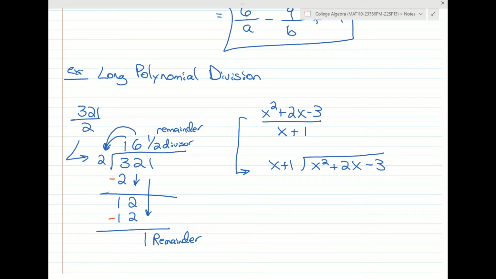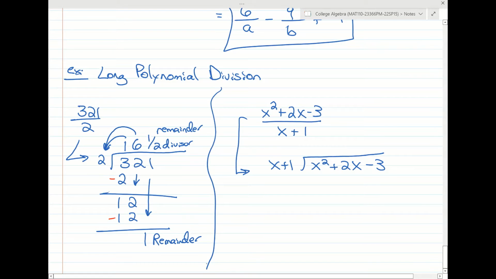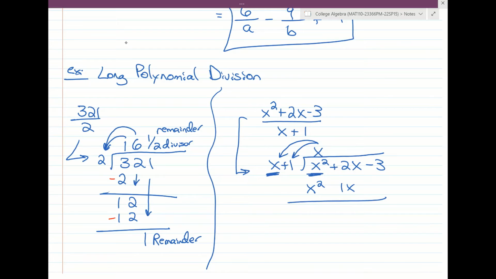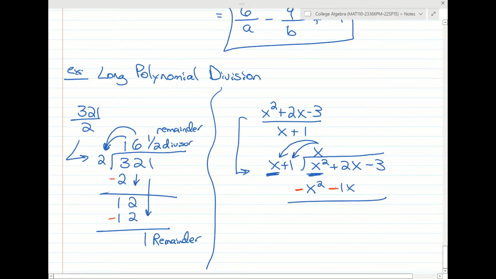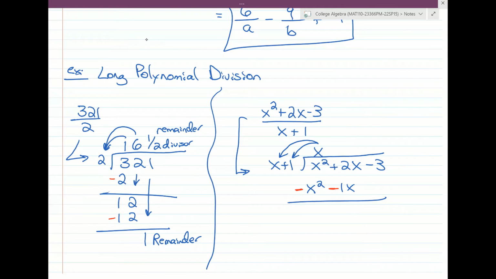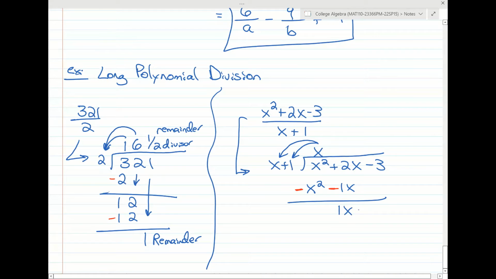Similarly, with polynomials, it's the same thing. So try to follow this. We're going to be doing the same 2 steps we just did. X times what is x to the second? X. Then you multiply and subtract. X times x is x squared. X times 1 is 1x. And then you subtract them. This would be 1x minus 3.